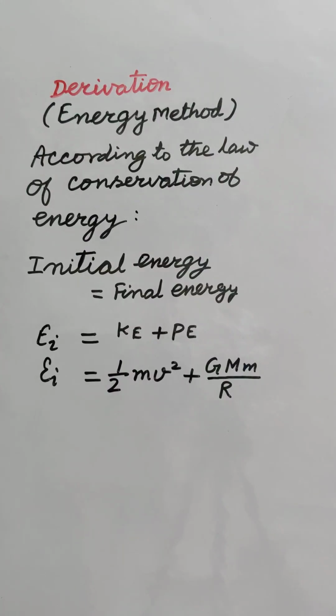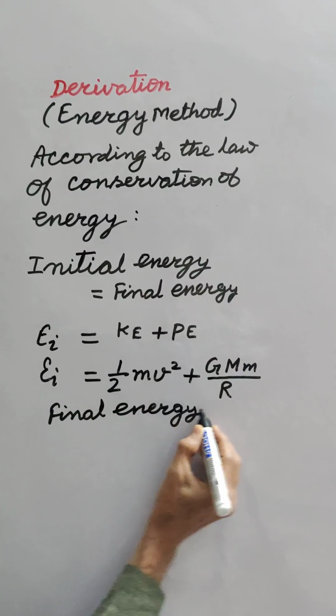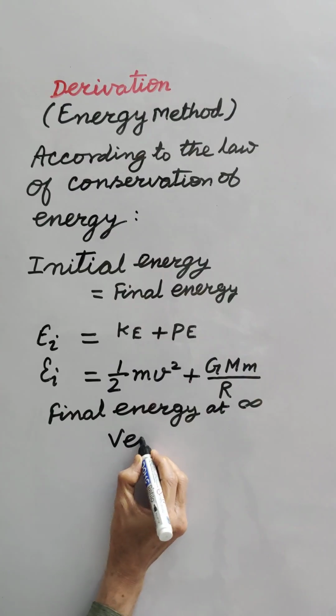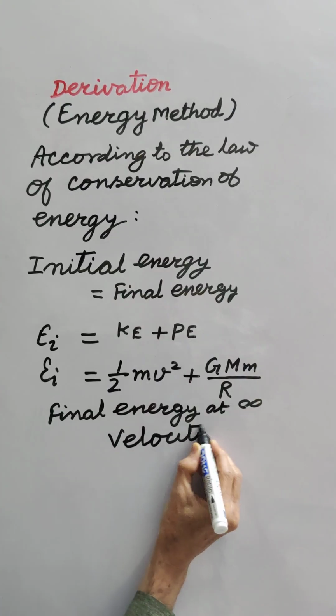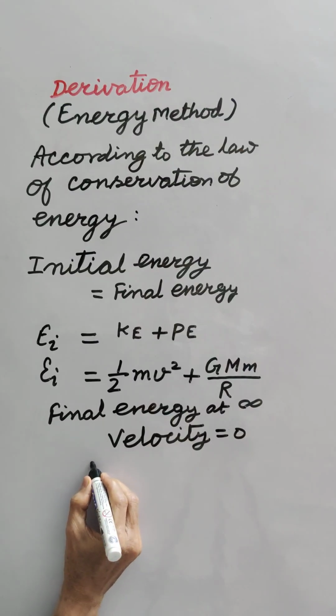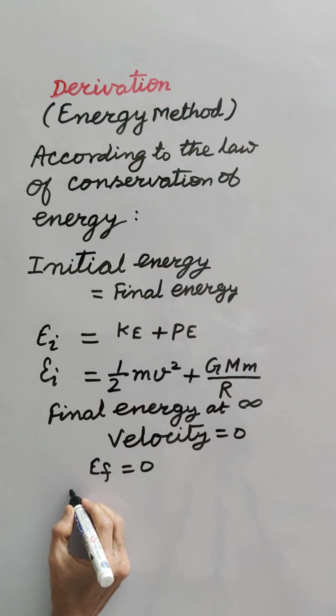This way, final energy at infinity, when velocity will be 0, final energy at infinity. Velocity will be 0, and when velocity is 0, potential energy is 0. So EF is equal to 0. Applying the law of conservation of energy.